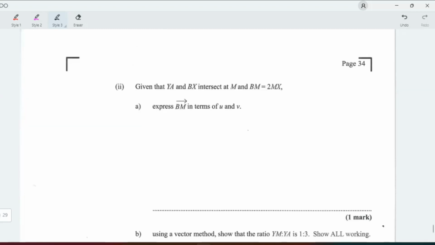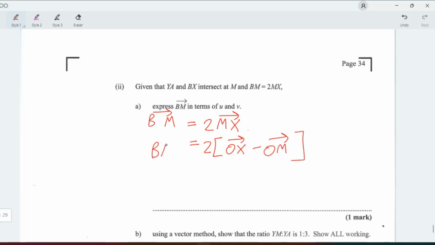Now it says, given that YA and BX intersect at M and BM is 2MX, determine vector BM. So now it tells us that YA and BX intersect at M, and vector BM is 2 times vector MX. Now that is 2 times vector OX minus OM. That will give us vector BM.